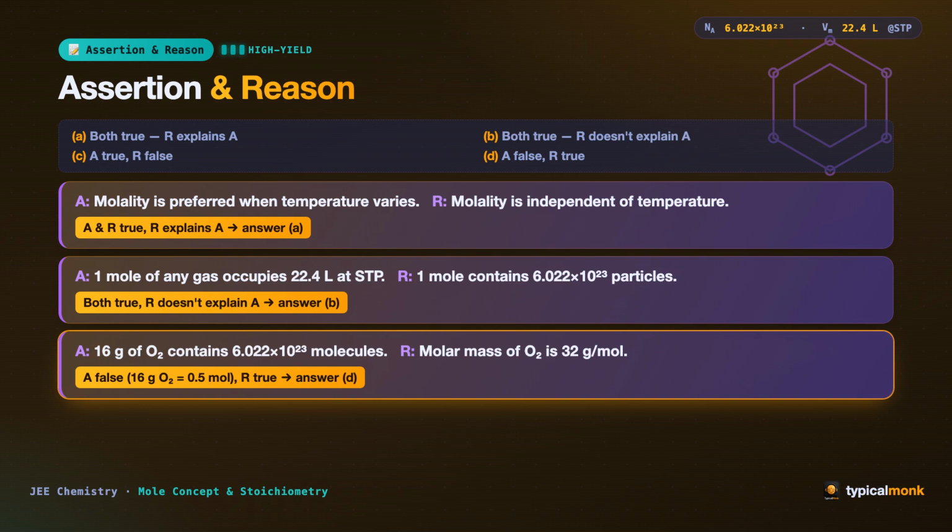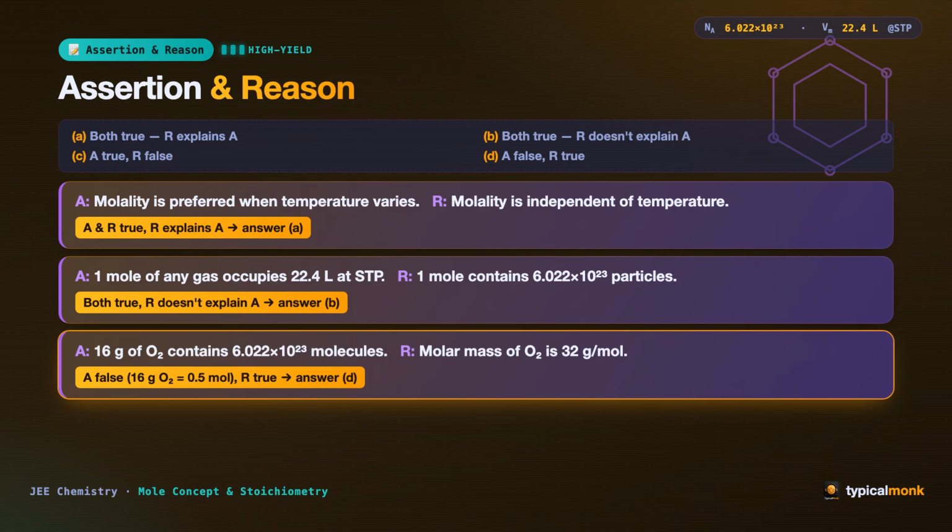Third one. Assertion: 16 grams of oxygen gas contains 6.022 into 10 to the power 23 molecules. Reason: the molar mass of oxygen gas is 32 grams per mole. Check the reason first. 32 grams per mole. True.